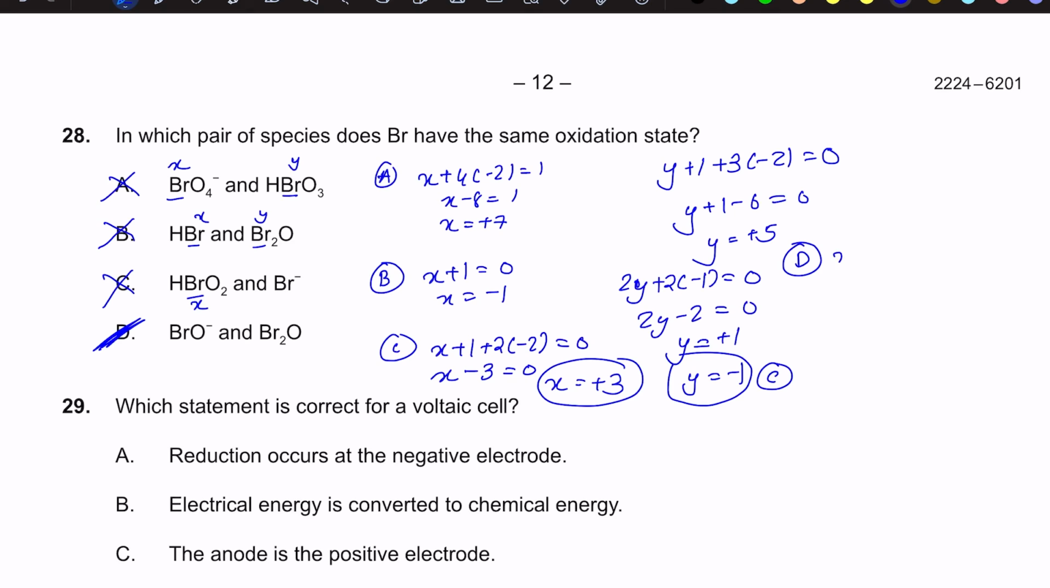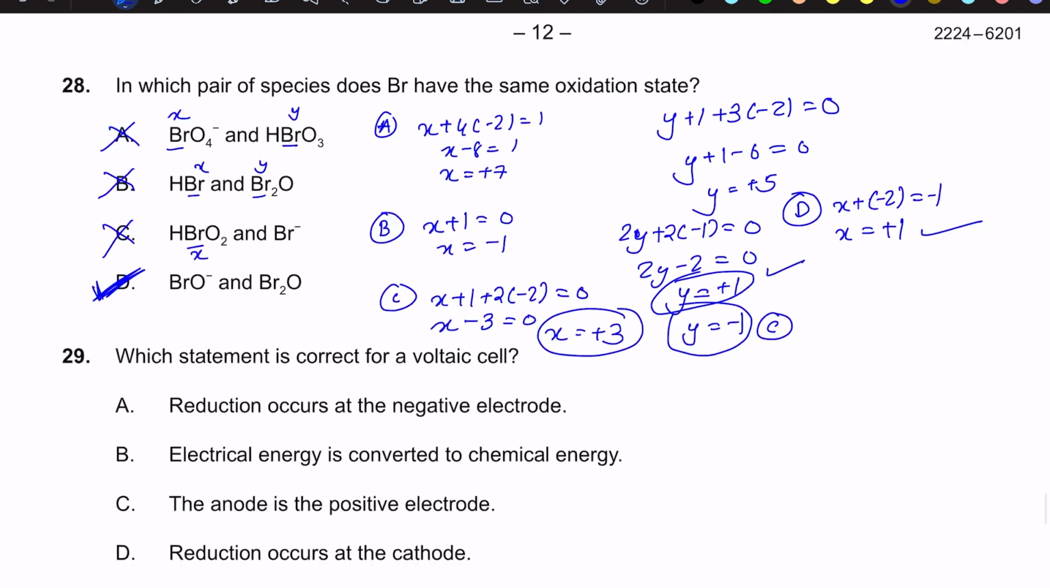BrO minus, so X plus minus 2 equals minus 1, so X is equal to plus 1. So in BrO minus, the oxidation number of Br is plus 1. And for Y, Br2O, we already found out that in Br2O your oxidation number is plus 1. So plus 1, it's the same, so D is the right answer.